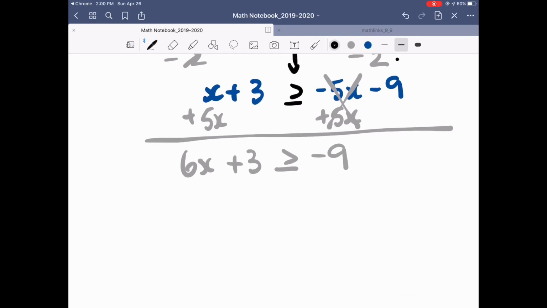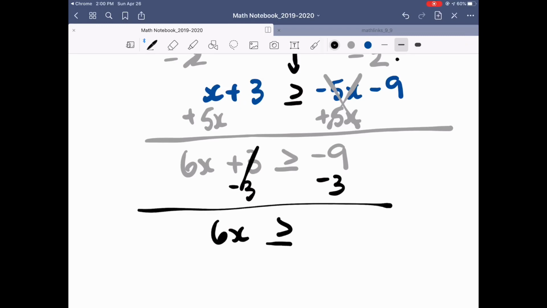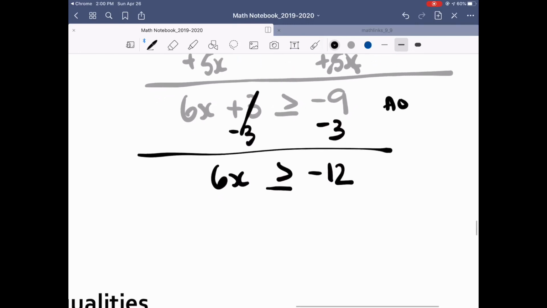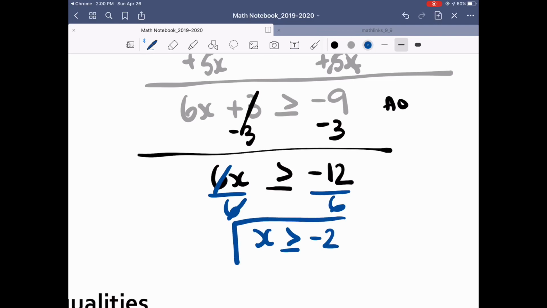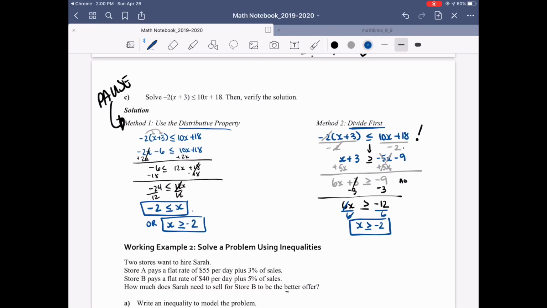And then I'm going to minus 3 from both sides. 6x is greater than or equal to negative 12. And then to finish it off, to get x, divide both sides by 6. And then I get x is greater than or equal to negative 2. Now, is that the same answer I got as if I distributed? Yes, it is, right? x is greater than or equal to negative 2. We're dealing with different numbers here, and we're solving a different equation at the end. But in the end, we get the same answer, okay?